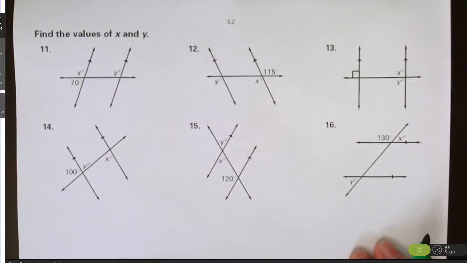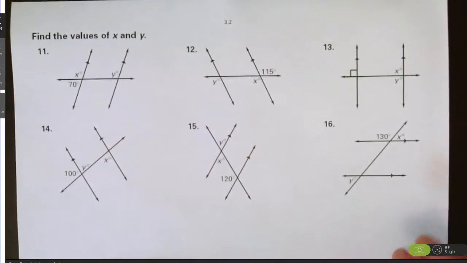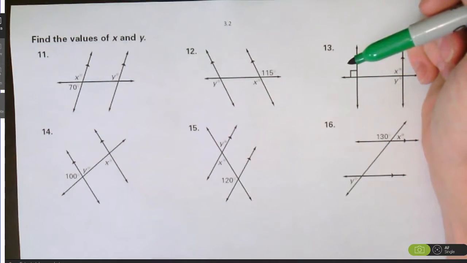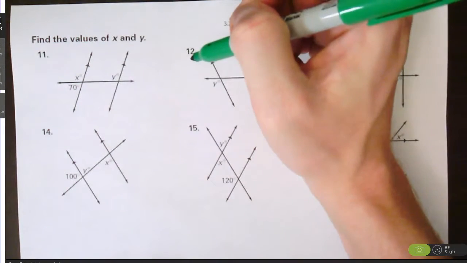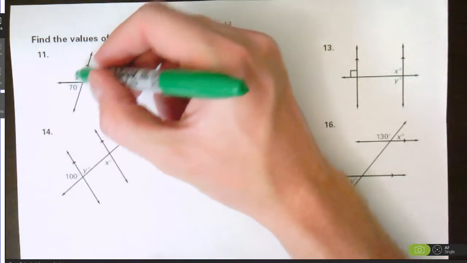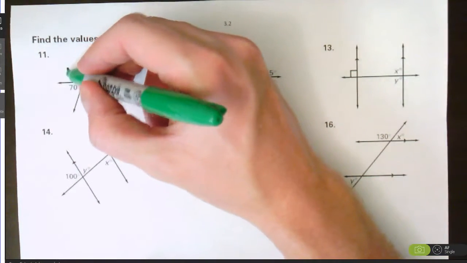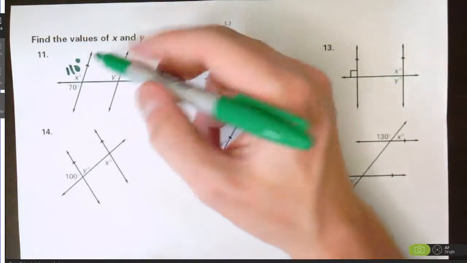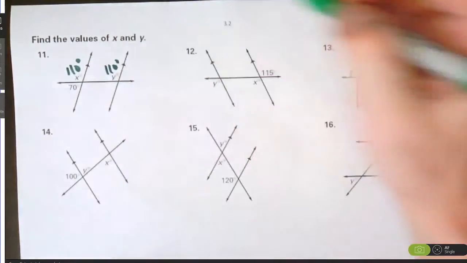These 6 problems we covered in class. I handed them out and groups worked on them. You had to solve for X and Y. So, X and Y. Well, X is adjacent to 70. They're a linear pair, actually, so they're going to be supplementary. So that's going to be 110. But then X and Y are corresponding, so it's also 110.